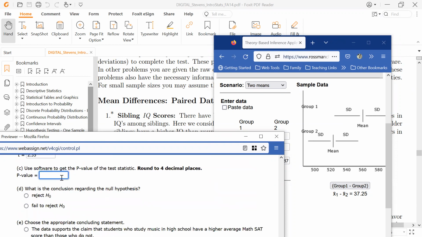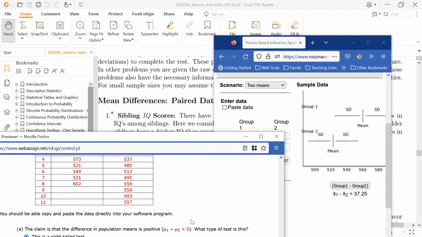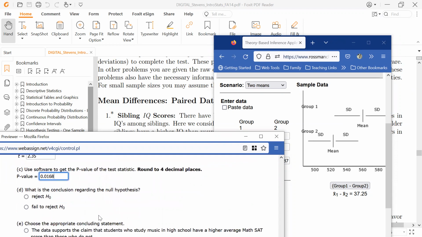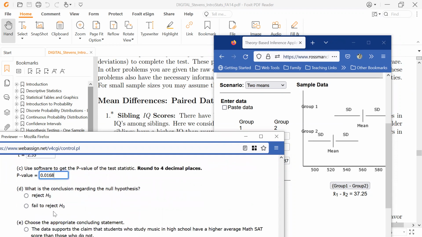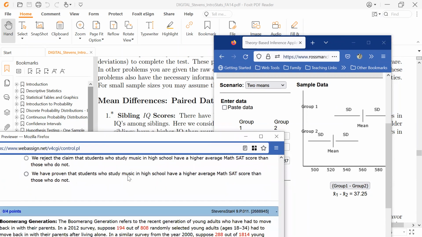There's the p-value. And because that p-value, what's the level of significance? What are we testing this at? 5% level of significance. This p-value is less than 0.05, so we're going to reject H0. So the data supports the claim that students who study music in high school have a higher SAT score. And that was H1, right?